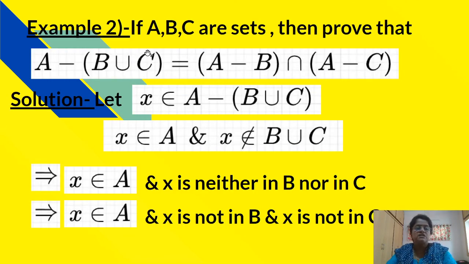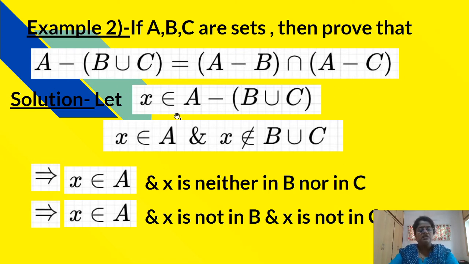Now see the second example. If A, B, C are sets, then prove that A minus (B union C) is equal to (A minus B) intersection (A minus C). Solution. Here also the same concept we are using. We have to prove that A is equal to B. First I will show that A is a subset of B. Then I will show that B is a subset of A. And then we can say that A is equal to B.